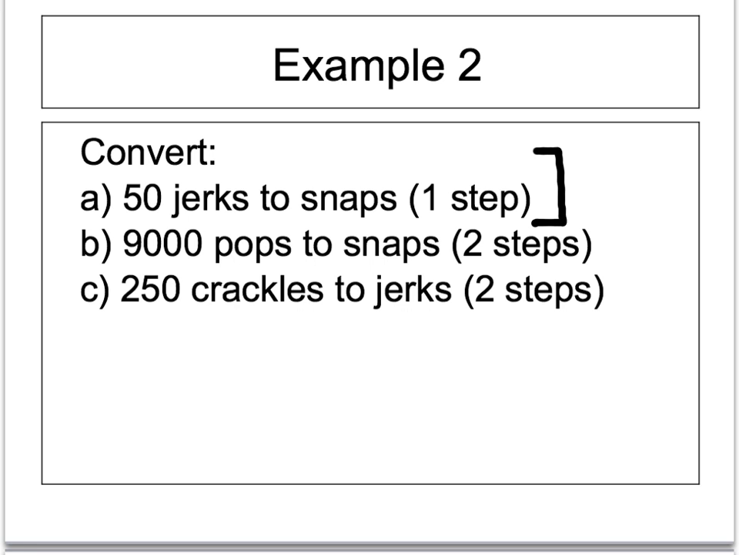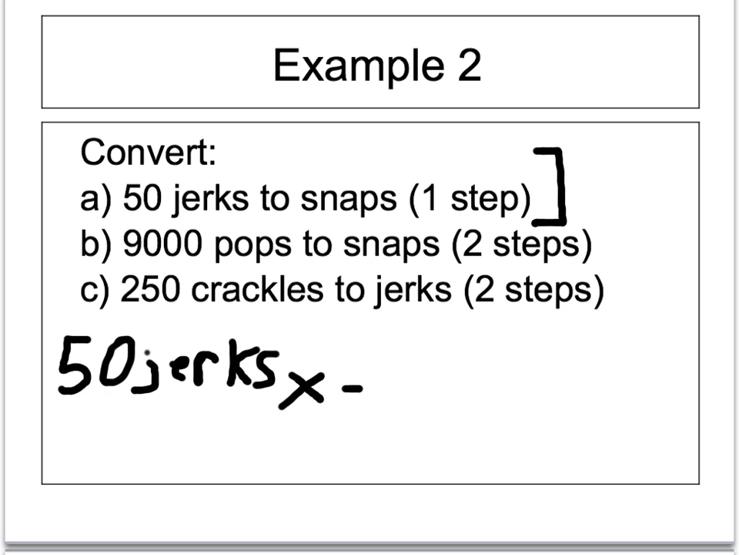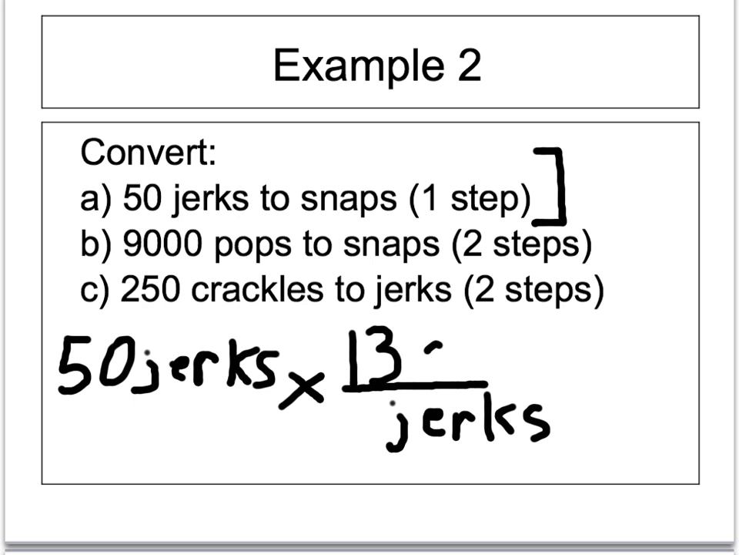What I do here to start out the problem is first just write what I'm given, 50 jerks. Then I'm going to have to write what's called a conversion factor to multiply by. So this is called a conversion factor. And I need to get rid of jerks. This is going to work just like in math. So if I want to get rid of 50 times the word jerks, I have to divide by the word jerks to get rid of it. So my conversion factor is going to have jerks on the bottom, and then whatever I'm going to on the top. And from the last slide, we're going to 13 snaps.